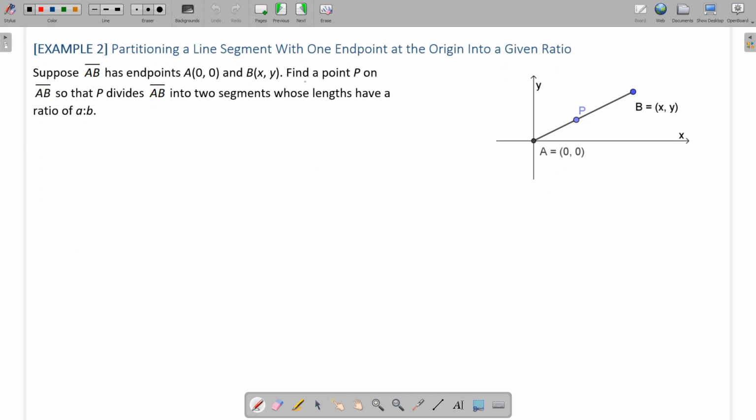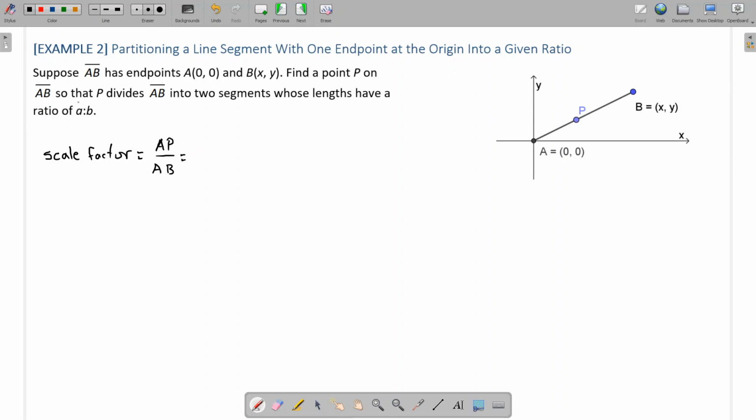So the next example is the same exact problem, except I've just put in general coordinates for B. I've just said it's point (x, y). But we're going to do the same procedure that we did before. So the first thing to do would be to find the scale factor. So the scale factor is going to be AP divided by the whole segment AB. So this divided by the whole thing.